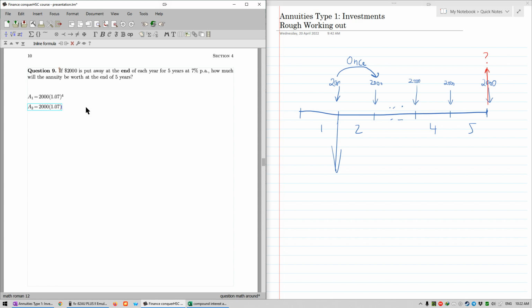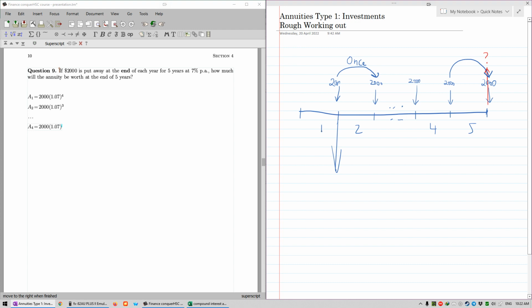1.07 all to the power of 3. And now we're going to do the last 2. So the fourth investment. And let's have a look just in case, 1.07 to the power of 1. Well, let's look at the fourth investment. Our fourth investment will have spent time for 1 year only. The fourth investment is at the end of the fourth year.